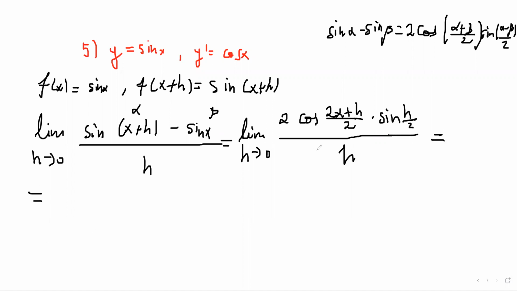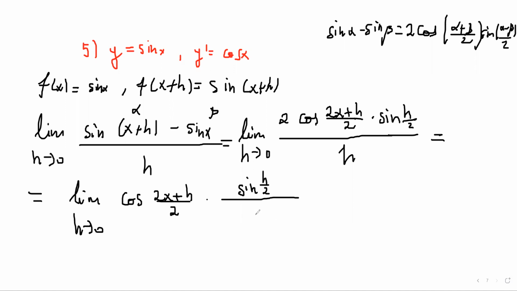The idea here is that cosine doesn't cause any problem. You can anytime write here 0 instead of h. So we can rewrite it like this: limit h tends to 0. This cosine I am going to separate from the general formula, divided by 2, times sine of h divided by 2, over h divided by 2. I have a right to do this, so there is no problem.